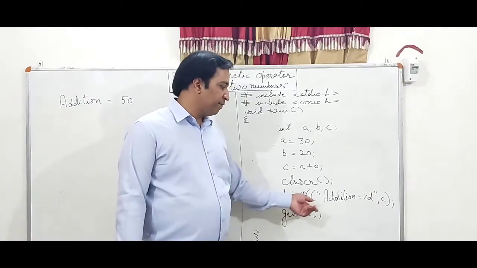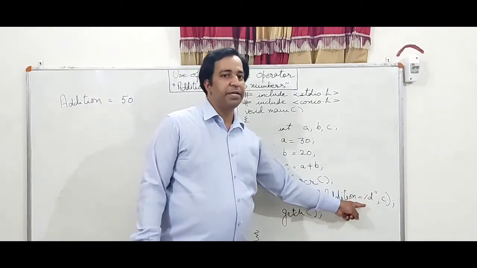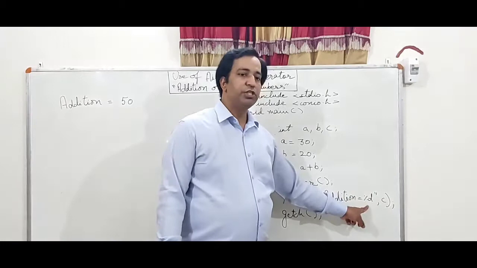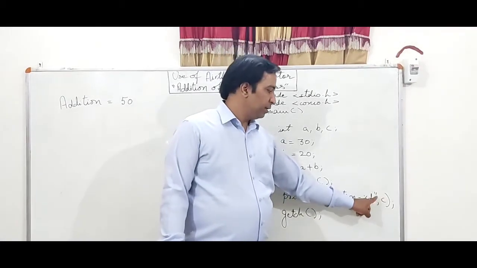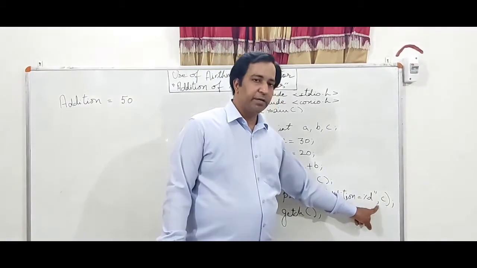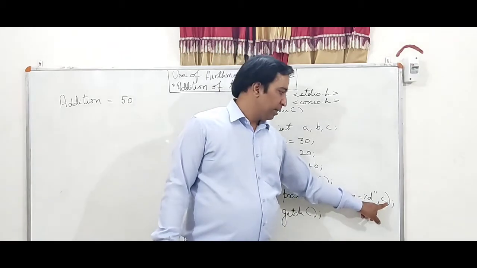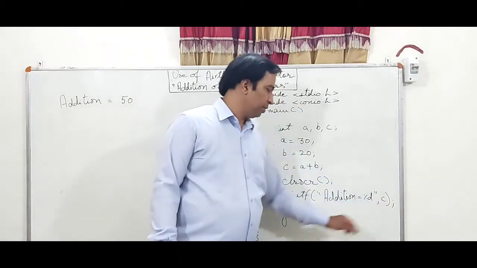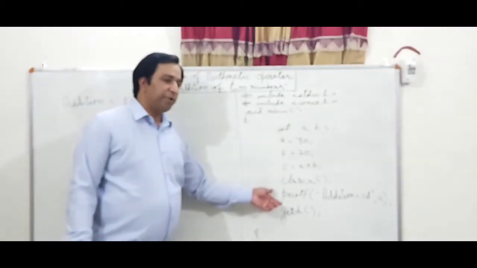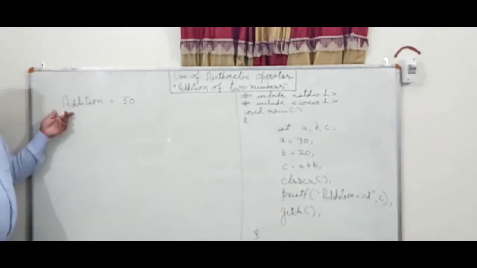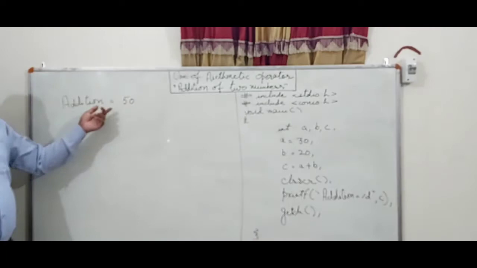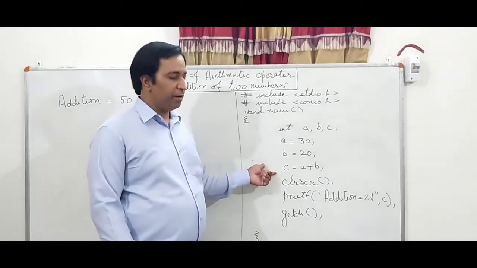Then in printf we have written addition is equal to %d. %d is the conversion string for integer, right? Double quotes close, separator means comma, and C, right? Now this printf statement will give you this result, addition is equal to 50, right? I hope you have understood the use of binary operator. This is one example. In my further videos, I'll give you more examples of such kind.